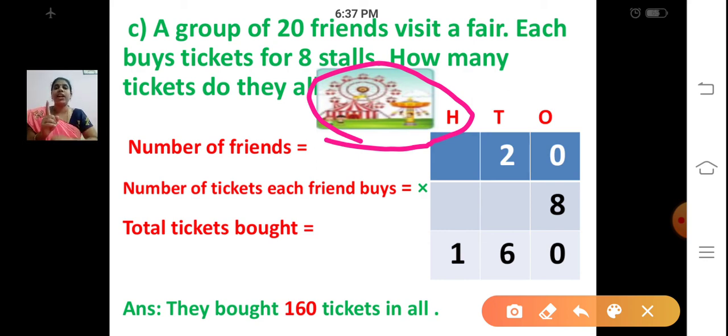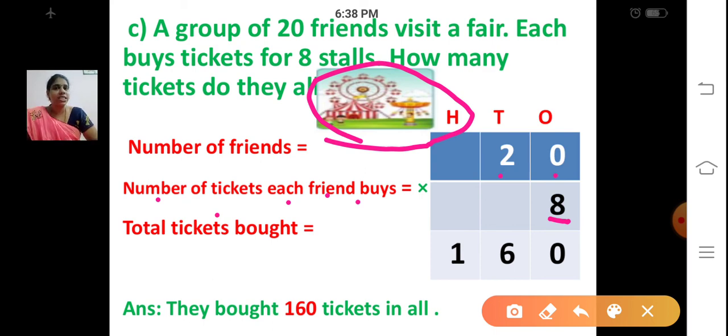So we know the value for 1, and we are going to find it for 20 friends. We know one friend is buying tickets for 8 stalls, and we are going to find out the total tickets for 20 friends. So we are going to do multiplication. The first one is the number of friends. How many friends went to the fair? 20. Write down 20. Number of friends: 20. Now the number of tickets each friend buys. So how many tickets is each friend buying? 8.